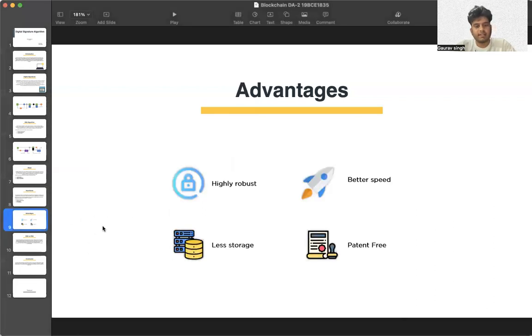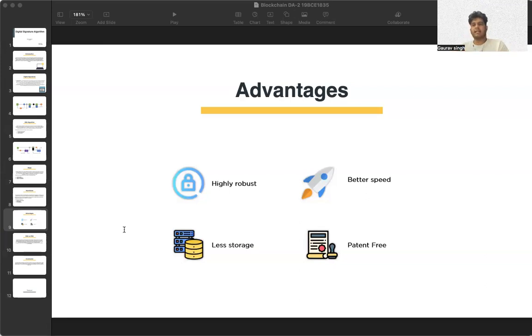Coming to the advantages. First, it is highly robust, requires less storage, and is patent free. DSA is highly robust in security and stability as compared to alternative signature verification algorithms. It has better speed. It is much faster compared to the rival RSA algorithm. It requires very little storage to work in its entire cycle.